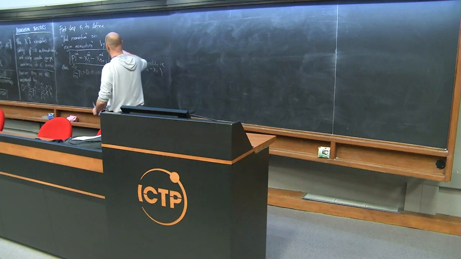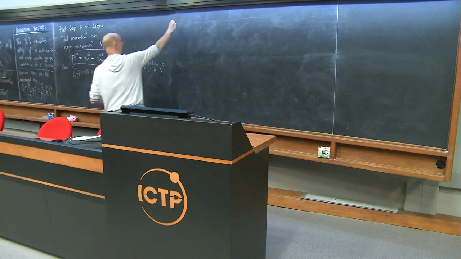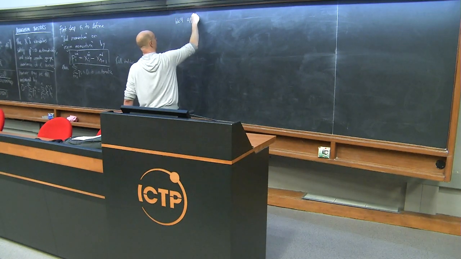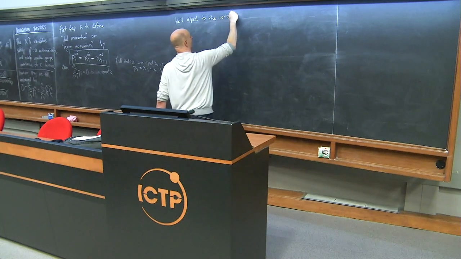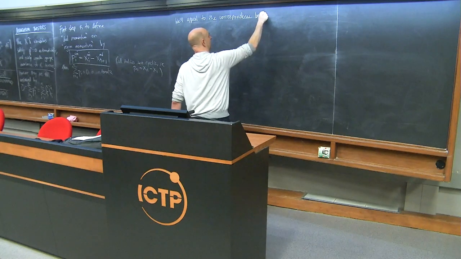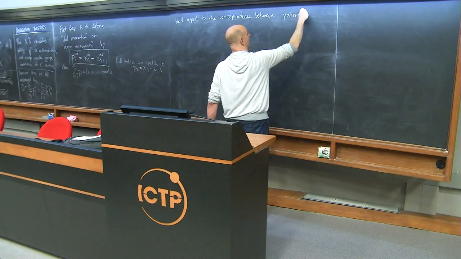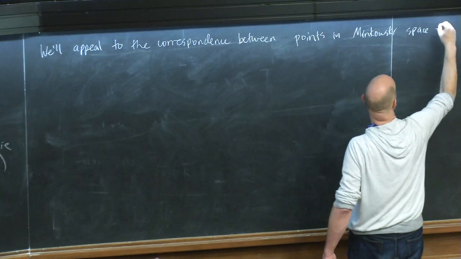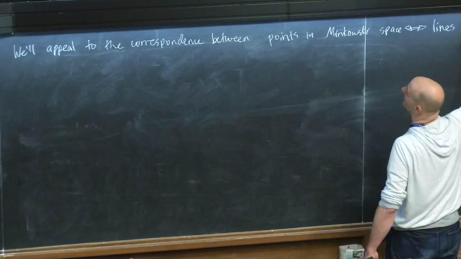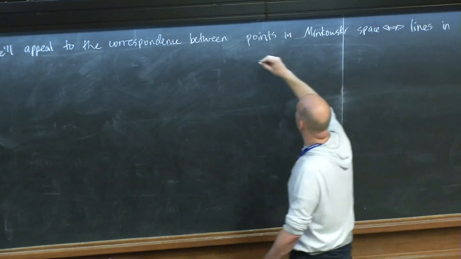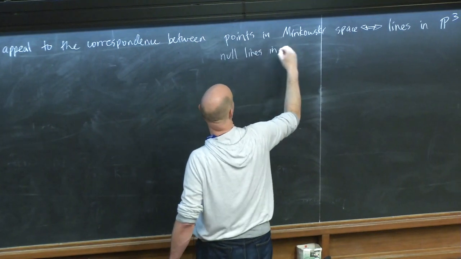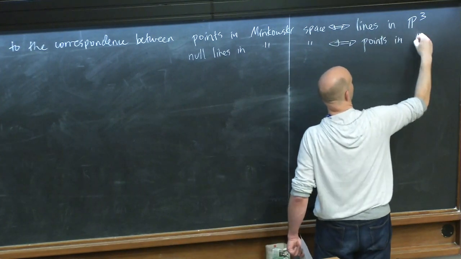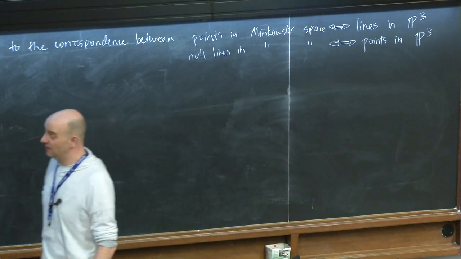Okay, so let's contract. So the next step in our construction is we're going to, let me write the words before I do the calculations. We'll appeal to the correspondence between points in Minkowski space and lines in P3 and null lines in Minkowski space and points in P3. P3 is complex projective 3 space. Okay, so those are the words.